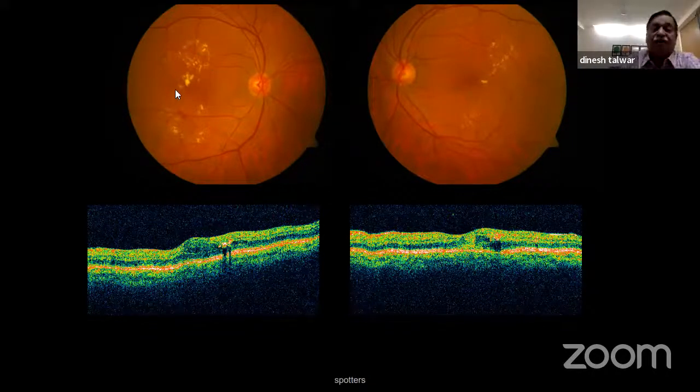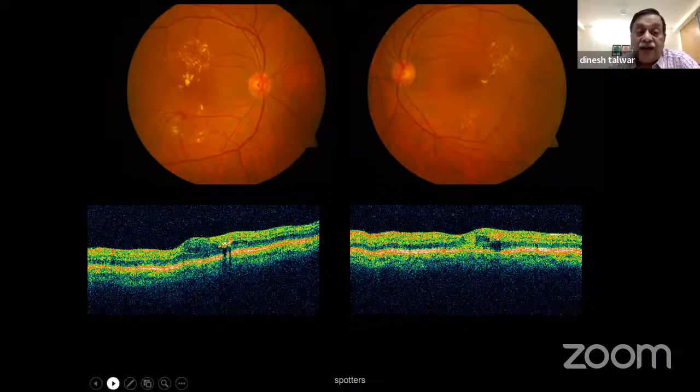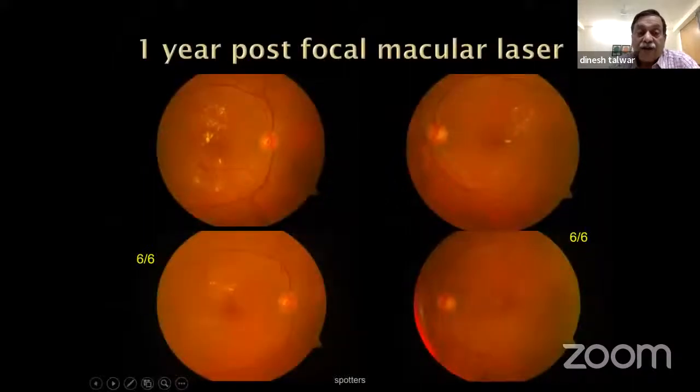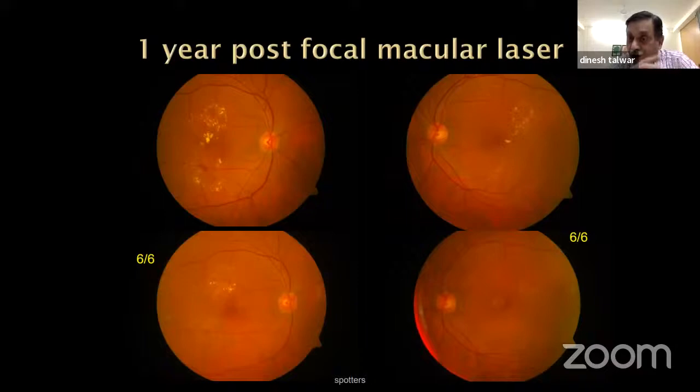So part of it does come into the category of non-center involving diabetic macular edema, which is clinically significant because of a very large area of edema, right? Now tell me something. So he already told you what to do. So it could have been taken up for focal macular laser, right?